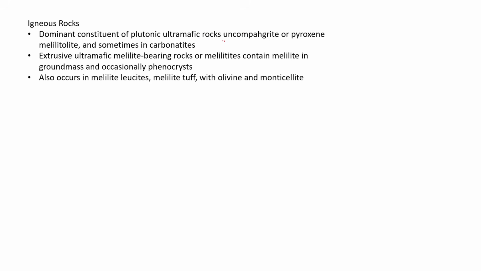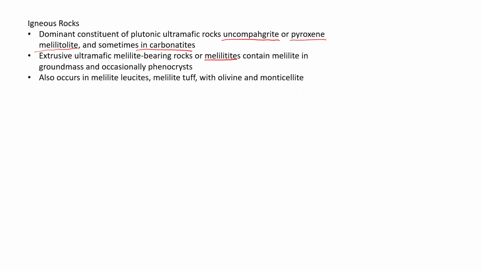They have been named uncompahgrite or pyroxene melilitolite and sometimes in carbonatites. Remember, when it is a plutonic rock, it is called melilitolite. When it is an extrusive rock, it is melilitite. Okay, melilitite. In the extrusive rocks, the melilite-bearing rocks, they contain melilite in groundmass and sometimes in the phenocryst. And it has also been reported in melilite leucitites, melilite tuff, and with olivine and monticellite.